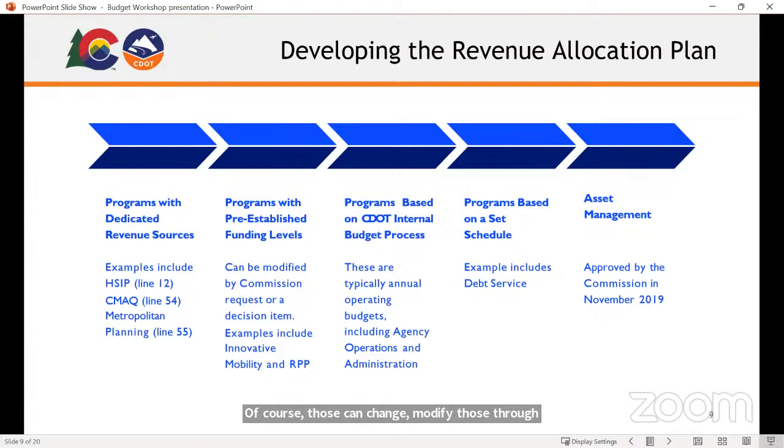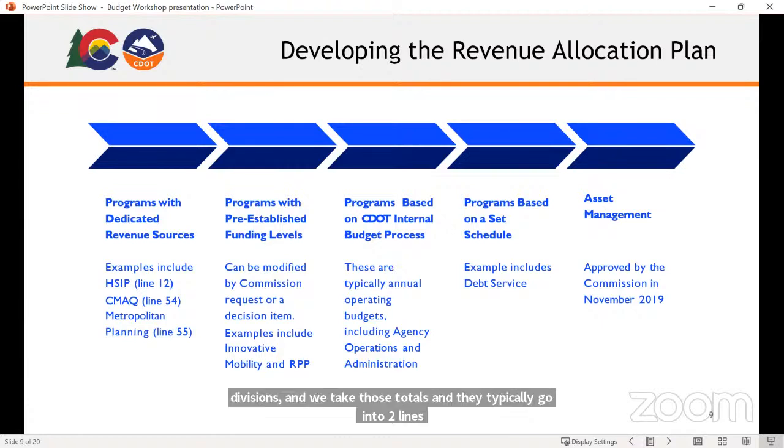Programs based on CDOT internal budget processes. This is largely our annual operating budget. We always talk about cost centers. And we're right now in the process of leading this process internally to establish all of those operating budgets for all of the divisions. And we take those totals, and they typically go into two lines in this allocation plan, agency operations and administration.